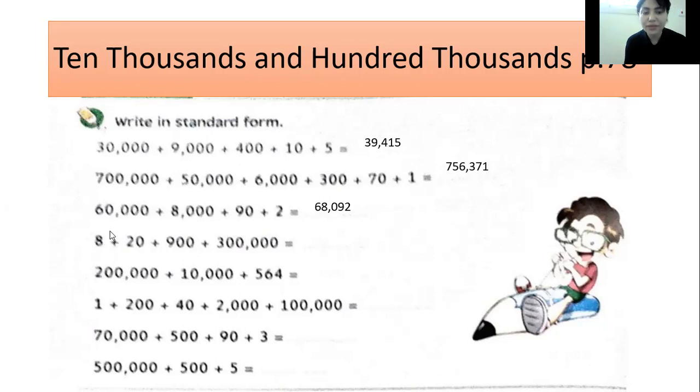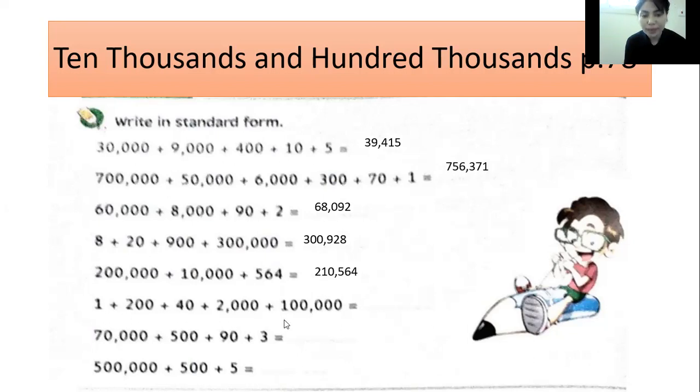Here I have the ones place value, tens place value, hundreds, and 100,000, but I don't have 10,000 or 1,000. So in the 10,000 place and in the 1,000 place we put 0. So it is 300,928. Then I have here what? This is the 100,000, 10,000, and the hundreds, tens, units.